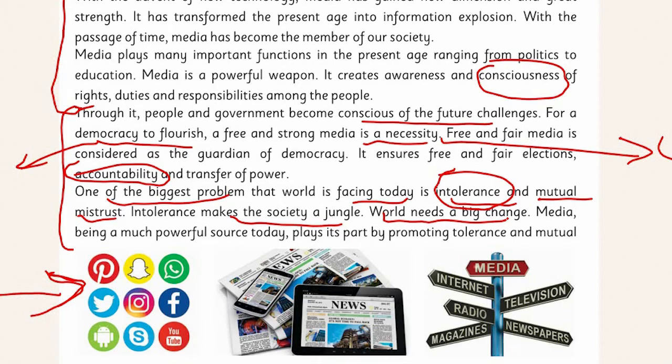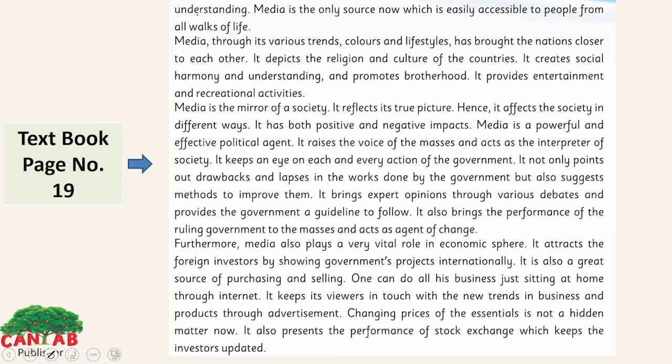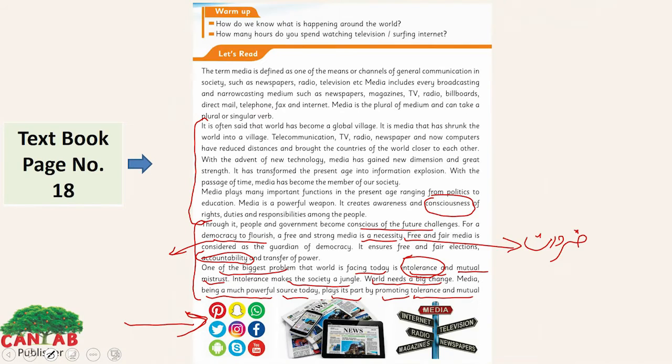World needs a big change. Media being a much powerful source today plays its part by promoting tolerance and mutual understanding. Media is the only source now which is easily accessible to people from all walks of life. So what we discussed here in the third paragraph, that media made the people aware, the conscious of their future challenge, what they are going to face in the future with challenges.